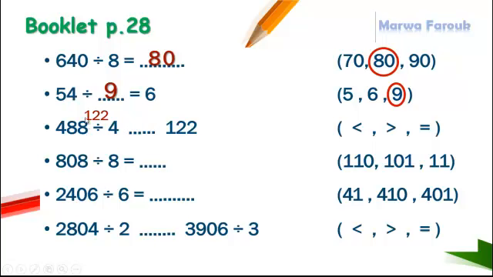Next one, I have one side 488 divided by 4, and the other side 122. 4 divided by 4 equal 1. 8 divided by 4 equal 2, and 8 divided by 4 equal 2 also. So we got 122, 122. So we are going to put equal.